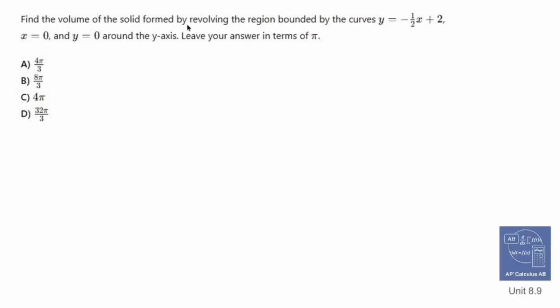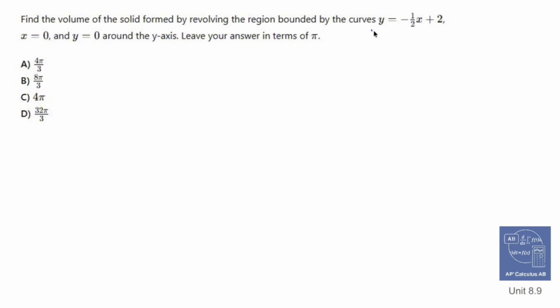Find the volume of the solid formed by revolving the region bounded by the curves y equals negative 1 half x plus 2, x equals 0, and y equals 0 around the y-axis. Leave your answer in terms of pi.